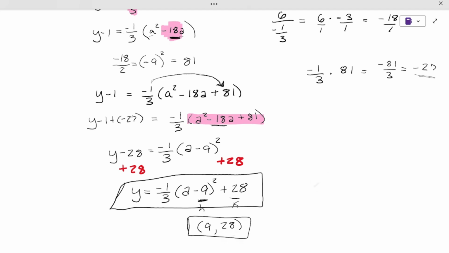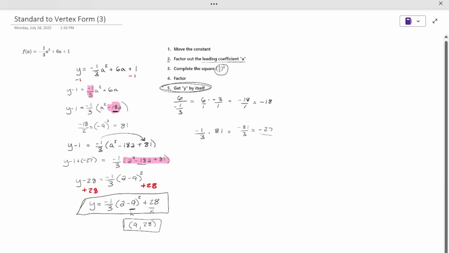All right. And there we did it. We just solved 3 quadratic standard form equations and turned them into vertex form. And we also found the vertex.